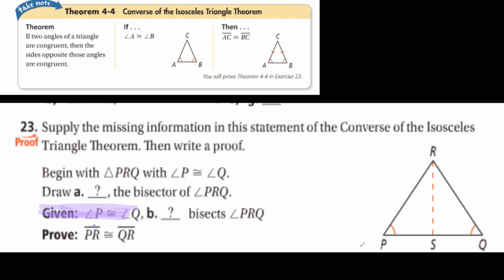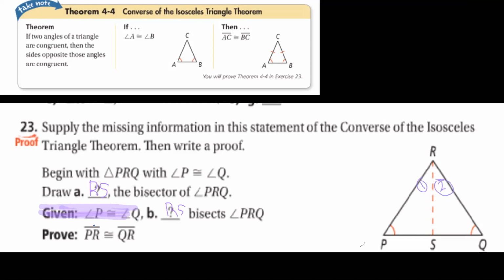Let's draw now a bisector RS. This bisector will cut the angle PRQ. Is it right? Yes, draw RS, which is a bisector of the angle PRQ. Now, the bisector RS bisects the angle PRQ into angle 1 and angle 2.